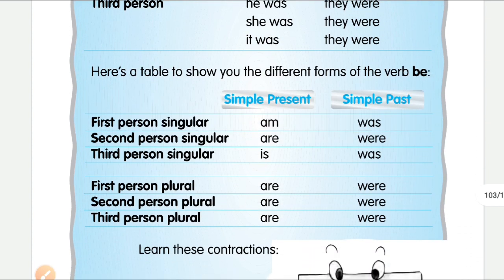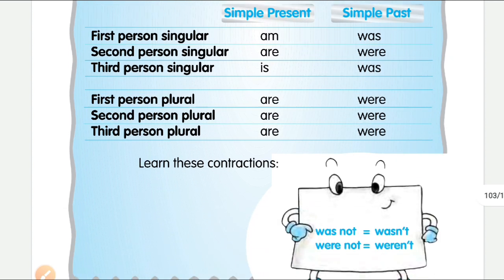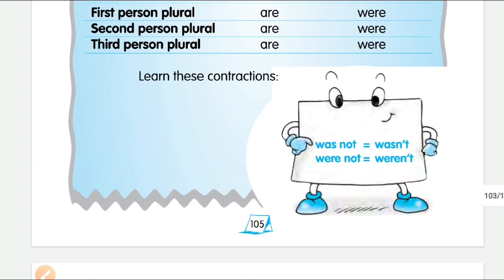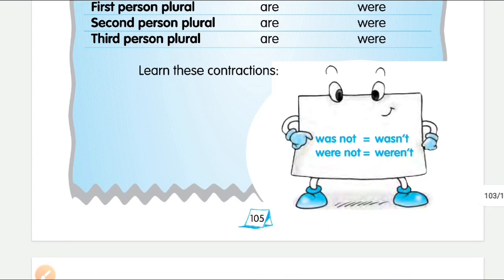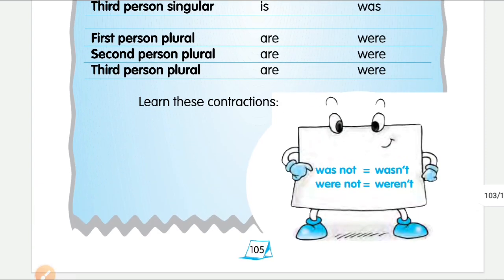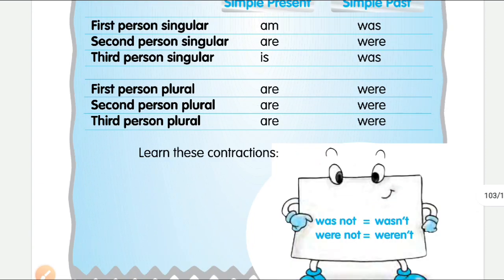Like that you can see here, the past tense of am is was, the past tense of is is was, the past tense of are is always were, whether it is first person, second person, or third person. So it also has some contractions. You can see here wasn't, weren't. You can write like this also. So in the next part we will move to another concept.